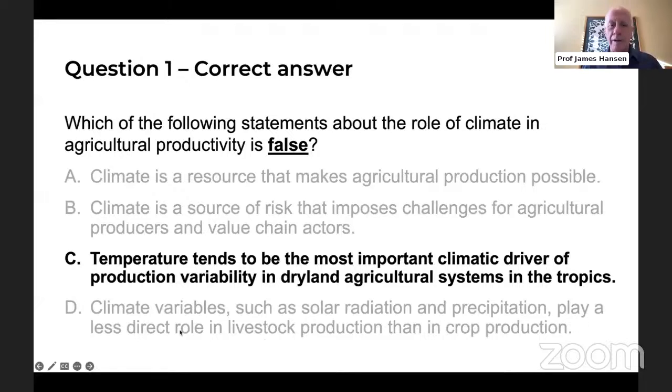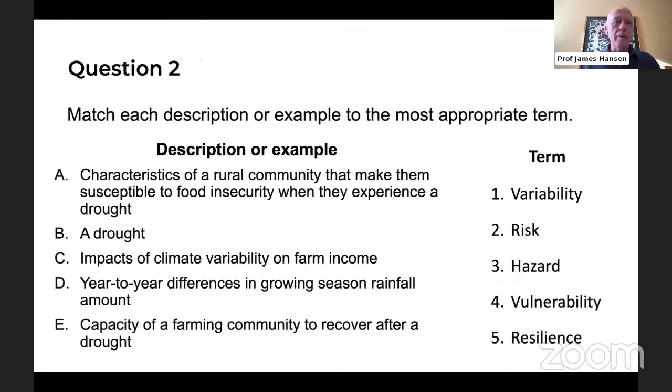By dryland, we mean rain-fed production in drier subhumid to semi-arid climates. Temperature may be more important in a few circumstances, but in this environment, it tends to be dominated by precipitation. Number 2, match each description or example to the most appropriate term.